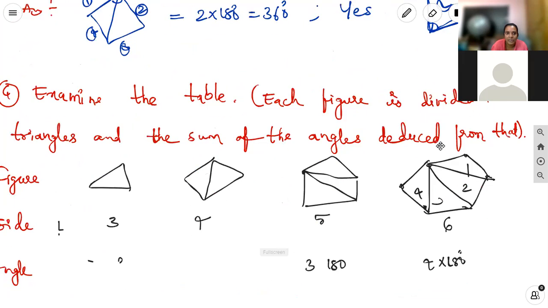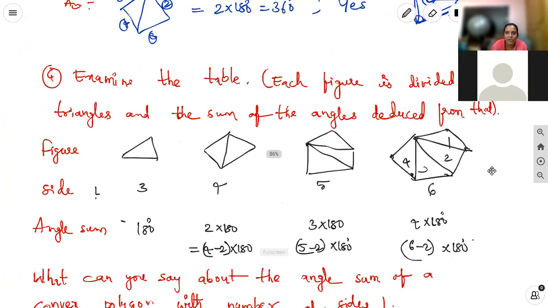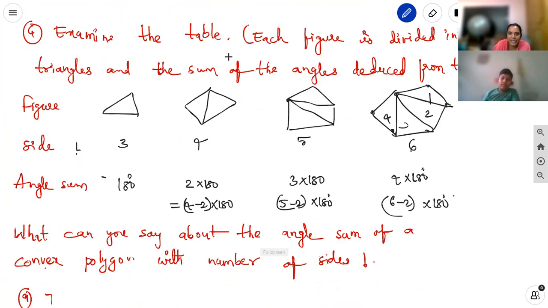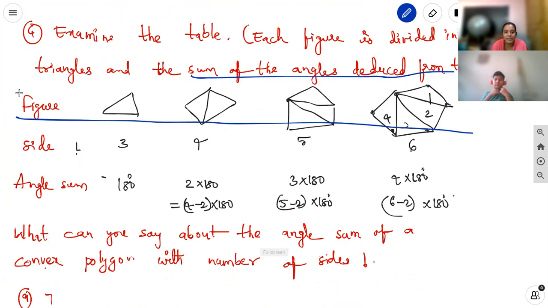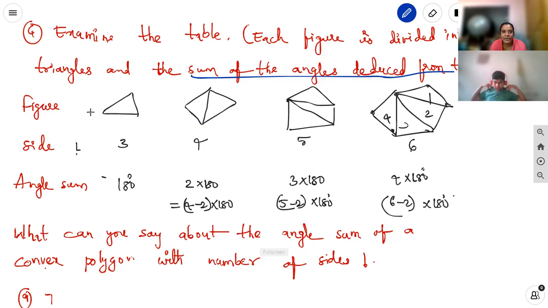Next, fourth question. Just here we can observe what they have given. Examine the table. Each figure is divided into triangles and the sum of the angles is deduced from that. Here, the figures are: one is a triangle, second is a quadrilateral, third is a pentagon, and then a hexagon. In the triangle, how many sides? 3 sides. The angle sum property of the triangle is that the sum of the angles equals 180 degrees exactly.